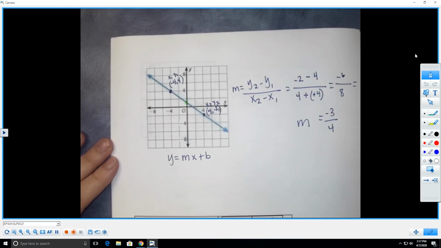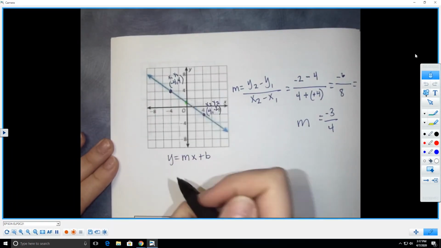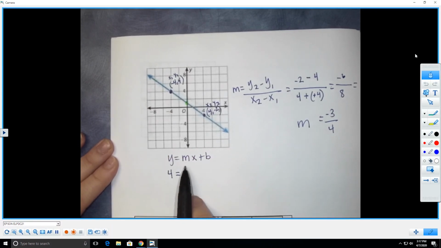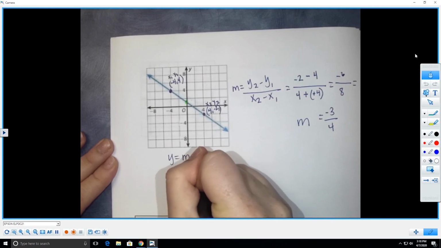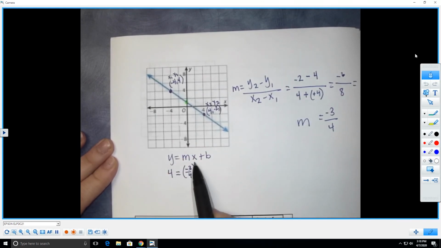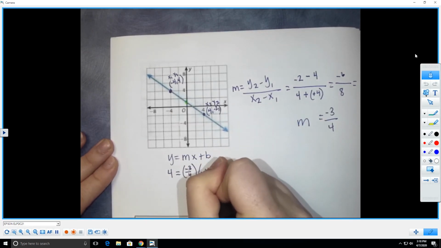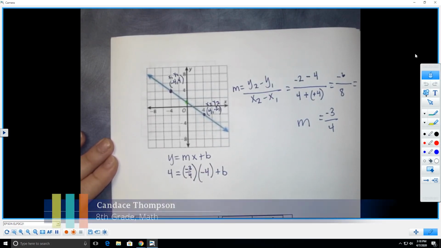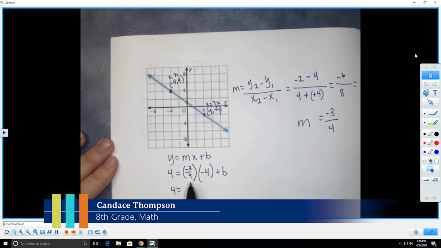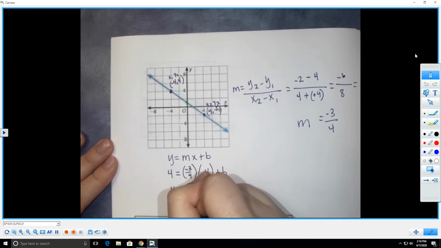So let's use -4, 4. So for y, I'm going to plug in the y value, which is 4. For m, what would I plug in? Correct. I'm going to plug in -3/4. What's the value of x when y is 4? -4, plus b. So now I'm going to simplify my work. I get 4 equals -3/4 times -4 is equal to +3 plus b.